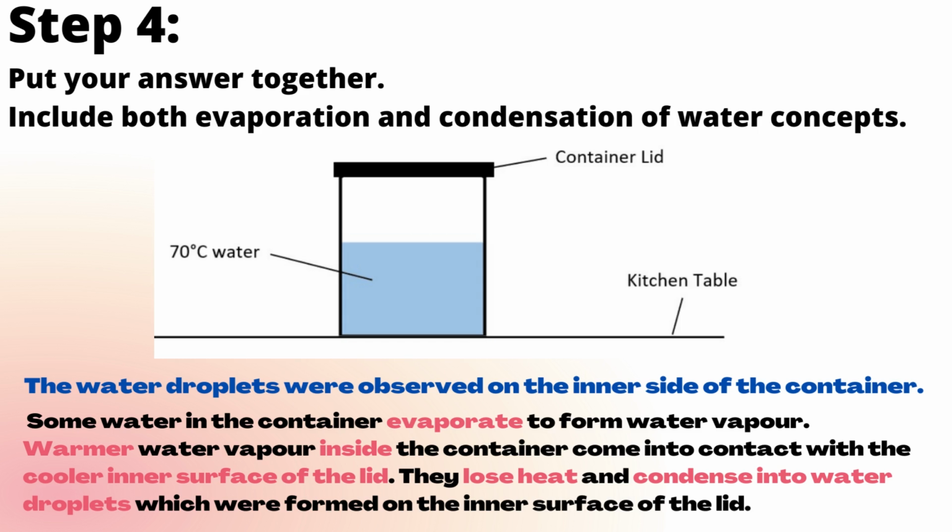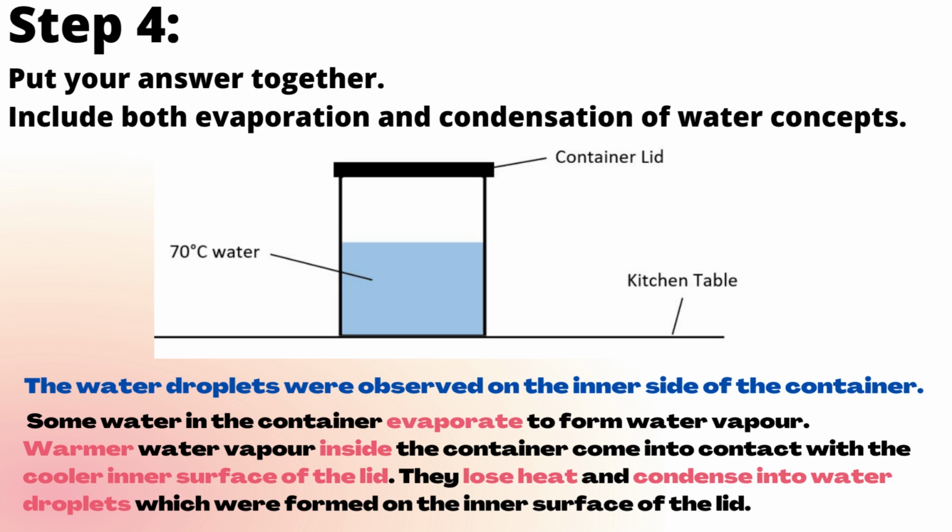Now, be very careful. We cannot see water vapor with our bare eyes because it is in the gaseous state. We can't see water vapor, but we know there is water vapor in the surrounding air. But we can see water droplets. Water droplets are in the liquid state, so we can see them.